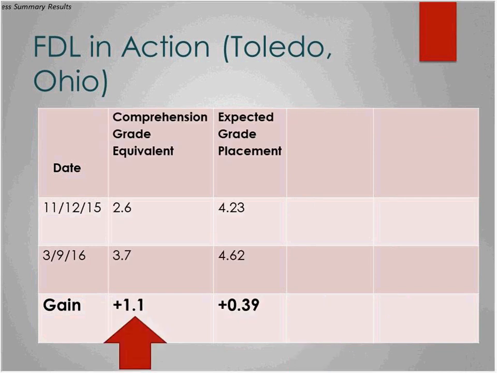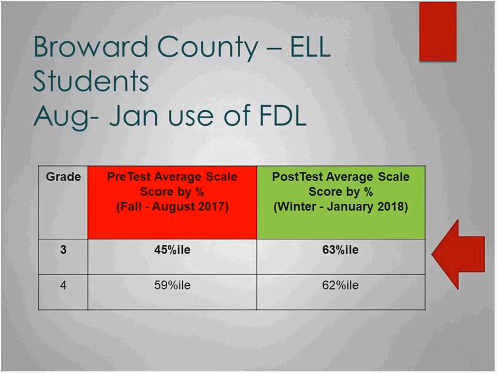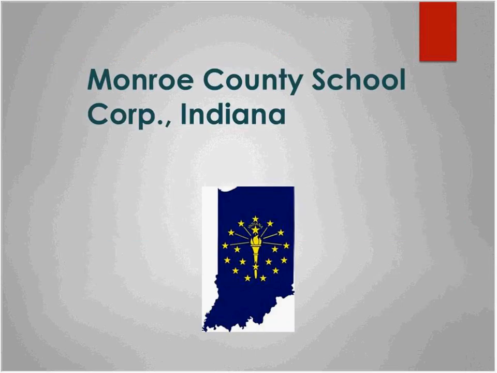Same in terms of comprehension too. Our expected improvement would be about 0.4 school grade levels. These students gained over a year. So this is the gain in comprehension there. In the Florida study we did, same thing. You can see third graders going from the 45th percentile in August to the 63rd percentile in reading comprehension. The fifth graders also gained, not quite as much, but still they gained.